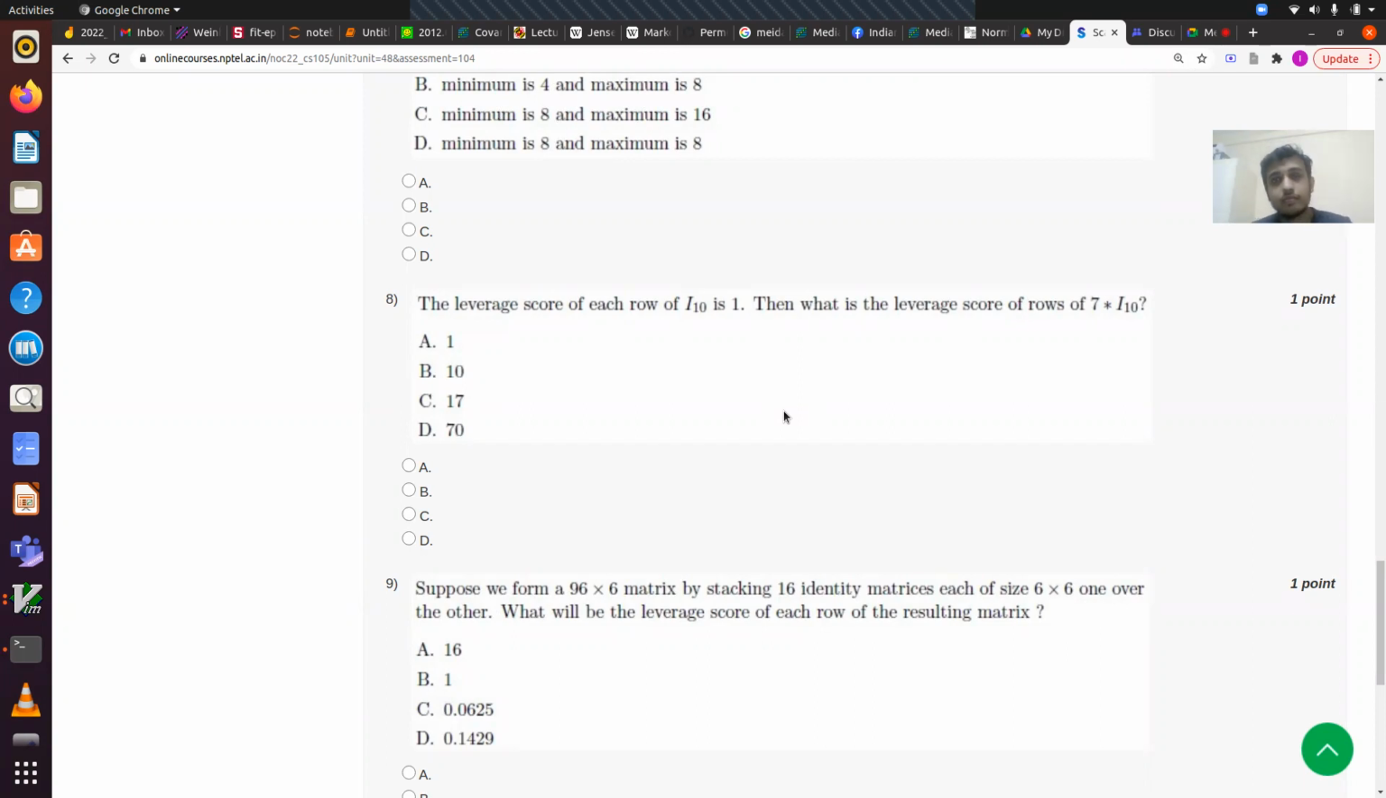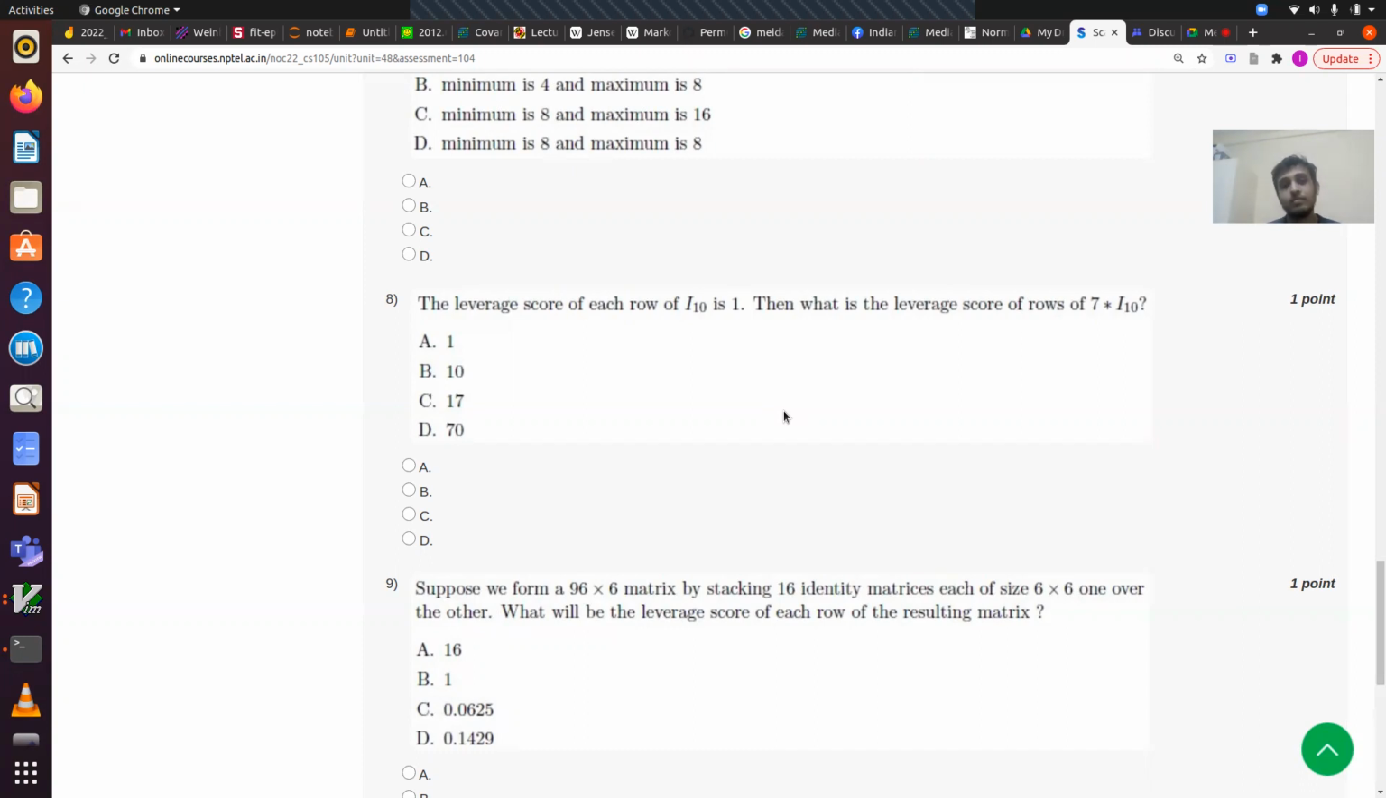Yes. So I10 you understand, right? What is this I10? That also I don't understand. Oh, okay. So it is a 10 cross 10 identity matrix. Okay, the identity 10 cross 10 identity matrix. I think that is the idea, right? Yes, sir. It is the 10 by 10 identity matrix. What is a 10 cross 10 identity matrix? Identity matrix. Okay, sir. The value is 1.